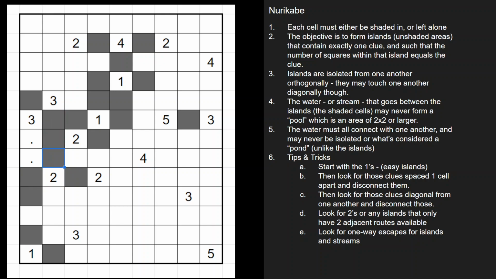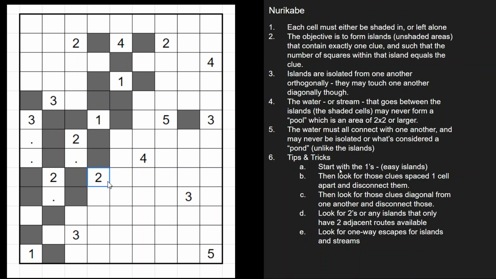And then we would continue to look around, and now we see here this 2 only has one direction to go in. It's blocked to the west, north, and east, so it has to go south. And then we surround it with water. And when I say surround it, it's again surrounding it orthogonally. We don't care about the diagonals. So there's that. Now we've solved these 2 clues. We look at this 2, same thing. It's blocked to the west, north, and east, so it only has one route to go, which is south, and we would surround that with water.